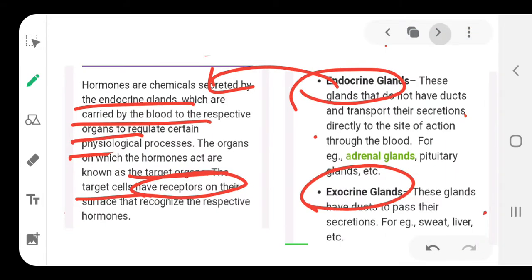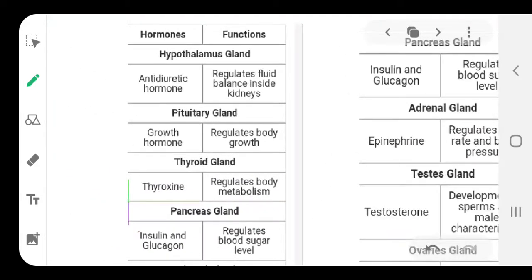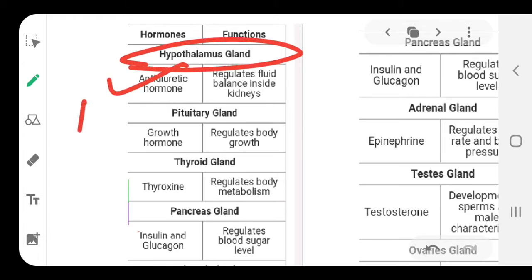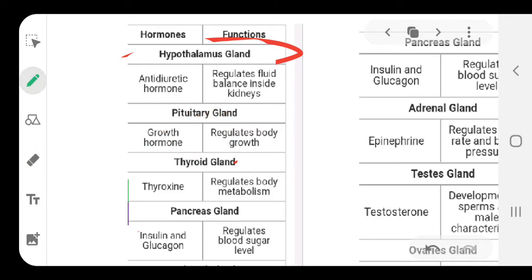Now this is a simple illustration of the process to understand which gland produces which hormone and what function it performs in brief. The hypothalamus secretes a hormone called ADH. Write down the short form ADH, which stands for antidiuretic hormone. This is an important one. It regulates the fluid balance inside the kidney. We have read about this in the excretory system of humans. So ADH plays a vital role in the fluid balance inside the kidneys.